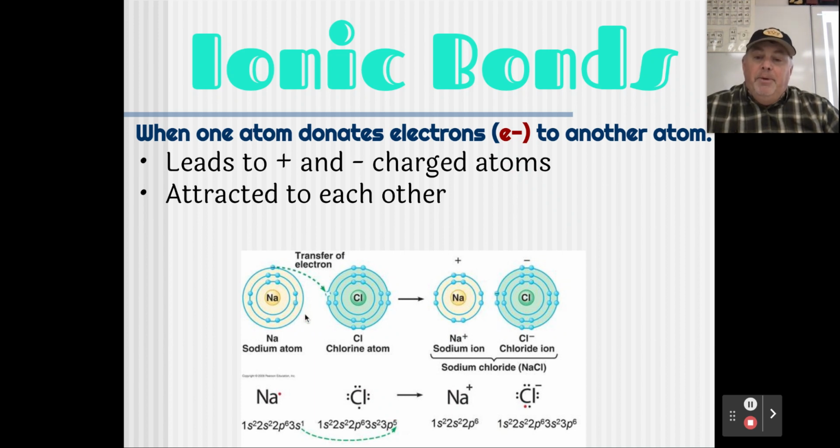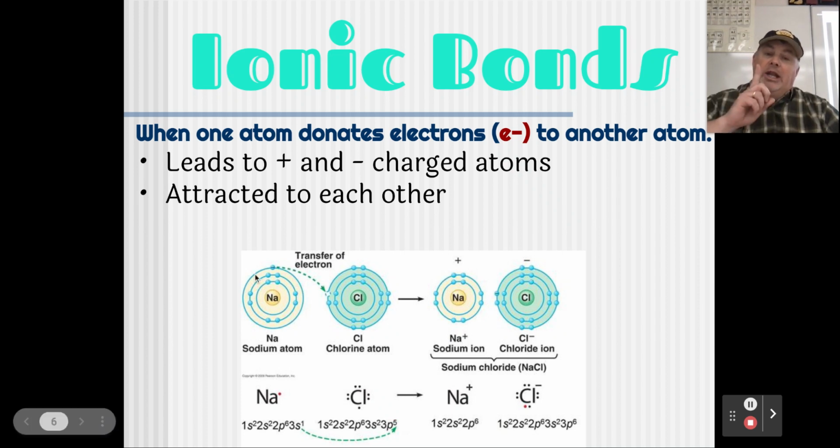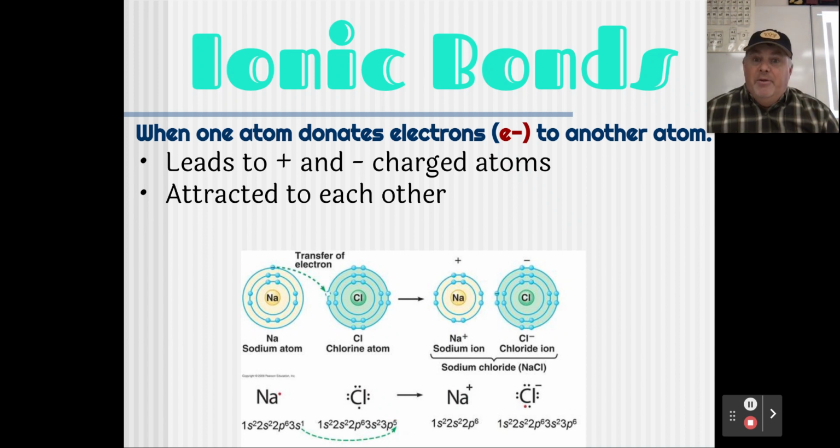And that's important because if you remember from earlier years, these shells can contain 2 electrons in the first energy level, a total of 8 in the second, and a total of 8 in the third. Well, sodium only has 1 electron in the outer energy level, so it's not stable. In other words, it's either got to lose that electron to become stable, or it's got to gain maybe 7 more. In this particular case, it's going to lose that electron.